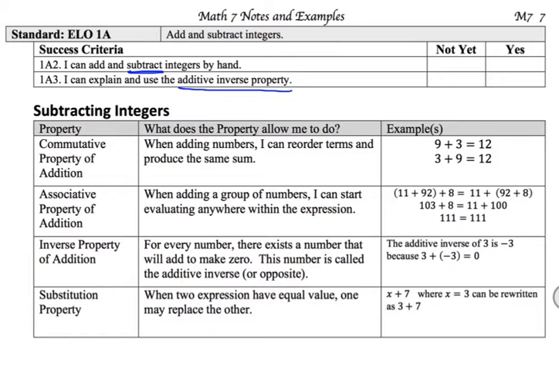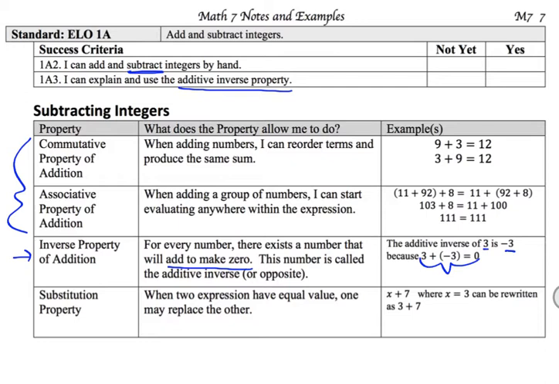We covered these properties in a previous video, so I'm not going to talk about that. You can look back to that video. The inverse property of addition, this you need to understand. For every number, there exists a number that will add to make 0. This number is called the additive inverse, or opposite. For example, the additive inverse of 3 is -3, or the opposite of 3 is -3. And the reason is 3 plus -3 makes 0. They add to make 0.